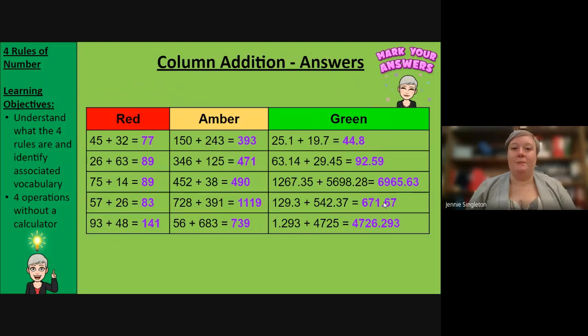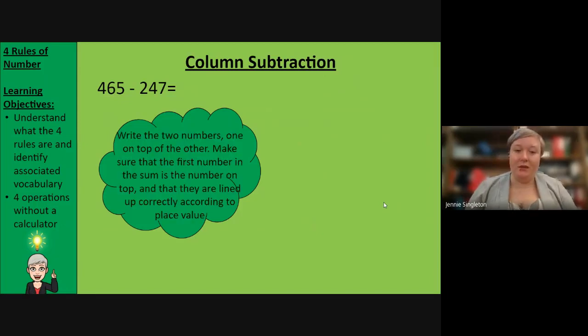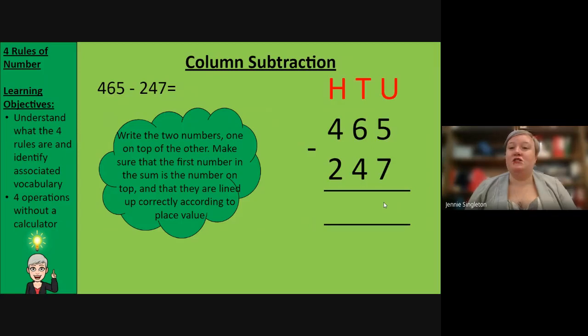Okay, column subtraction works in much the same way as the column addition does, apart from obviously we're going to be taking away instead of adding on. So we're going to write the two numbers out just as we did before, making sure that our columns line up. Like I said, when you're doing addition, it doesn't really matter which one you write on top and which one you write on the bottom.